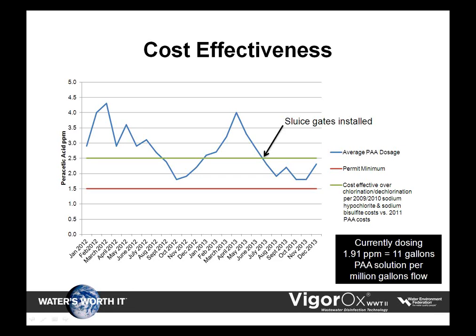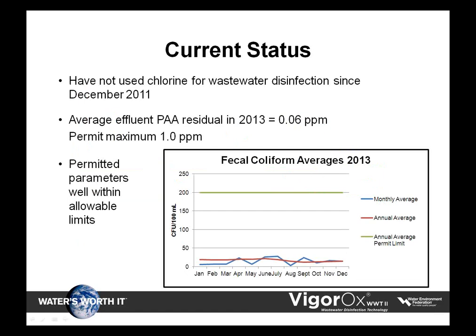We're currently dosing 1.9 parts per million, which is equivalent to 11 gallons of PAA solution per million gallons of flow. We have not used chlorine since December 2011. Our average PAA dose in 2013 was 2.6 parts per million with a trend downward. Our sluice gate install was a big hurdle, and since that installation, we're down to an average of 2.0 parts per million.